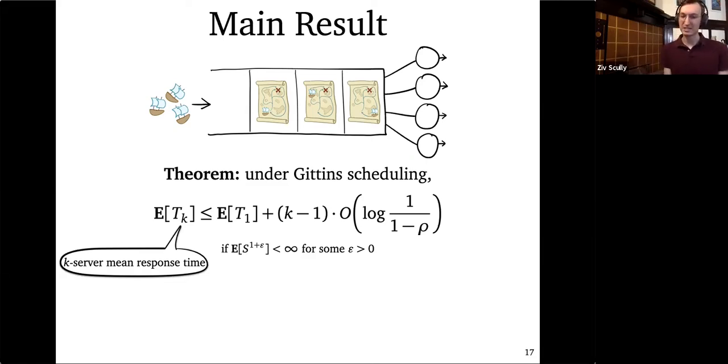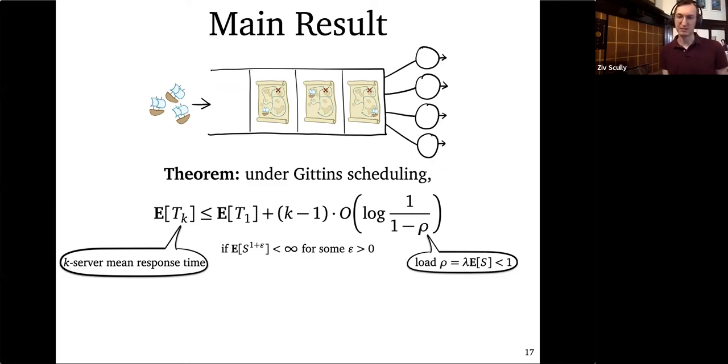So E[T_k] is at most E[T_1] plus k minus 1 times a term that grows slowly in the limit as load approaches 1. Remember that rho is load, the rate at which work arrives, which has to be less than 1. As load approaches 1, the system is getting busier and busier, and there are going to be more and more jobs waiting for service. Basically, this log of 1 over 1 minus rho is a very slow growth as load approaches 1.